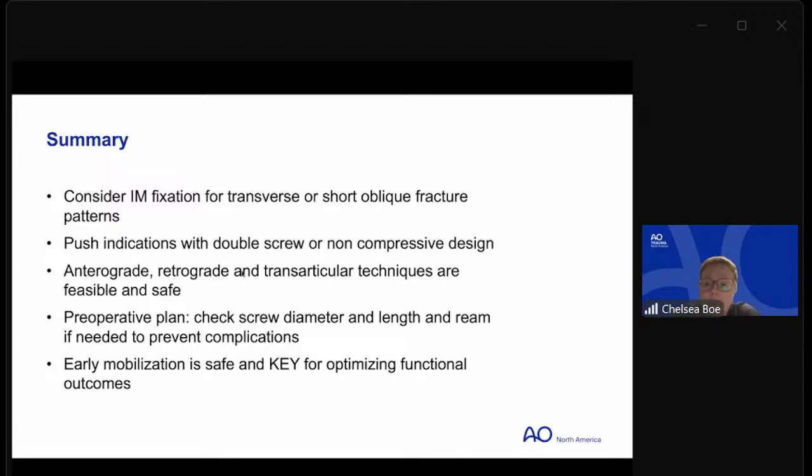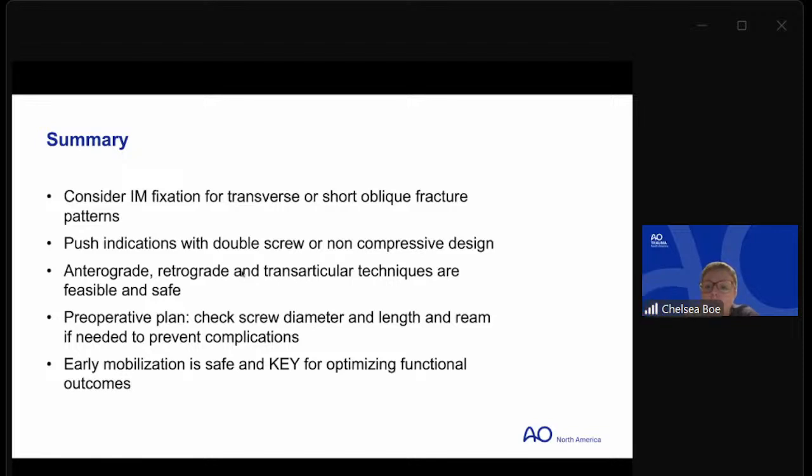So in conclusion, consider intramedullary fixation for transverse and short oblique fractures. In preparing plans A through F for a case, I'm increasingly using intramedullary screws as plan A for transverse fractures and those short obliques as well. Pushing indications as possible with alternative techniques based on your comfort.